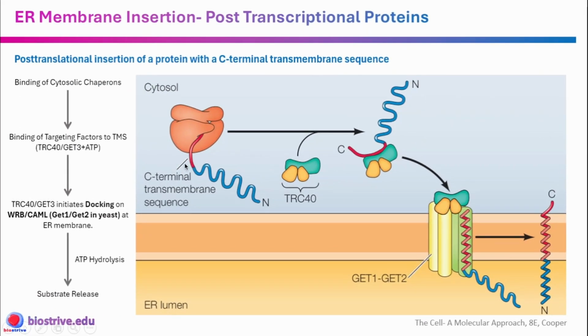There is translation of the protein. This protein has C-terminus specific sequences, which is a specific TMD sequence. This protein is bound by these chaperones to prevent misfolding. Also, it interacts with this TRC40 or GET3 complex, and these complexes bind to this C-terminus domain and bring this protein to the GET1, GET2 complex. In mammals, this GET1, GET2 is known as the WRB or CAML complex. The docking of this protein will take place and it will be transferred to the membrane itself.